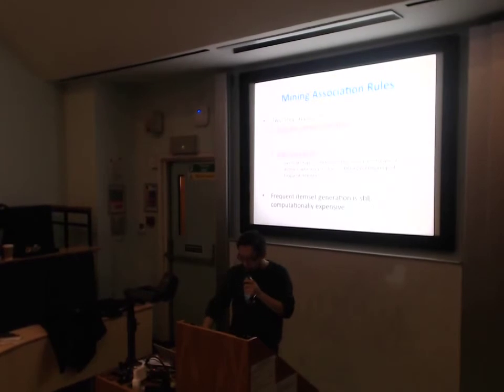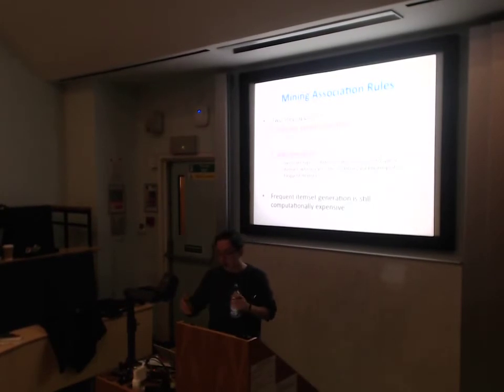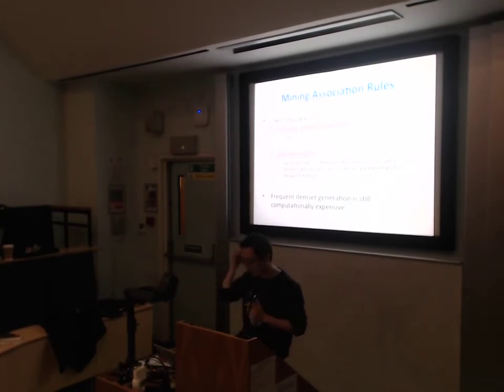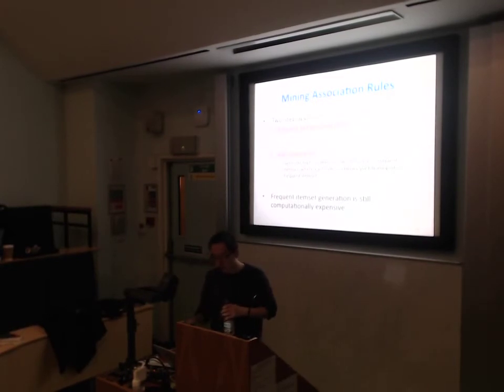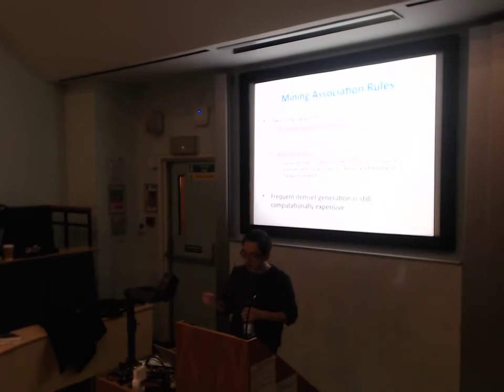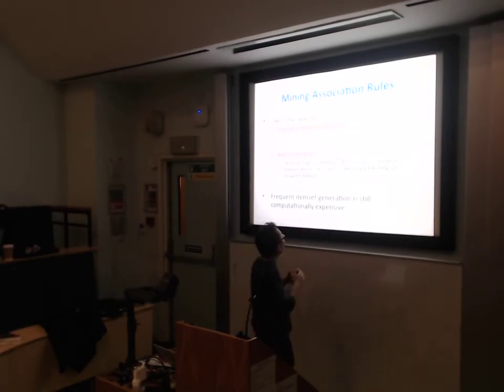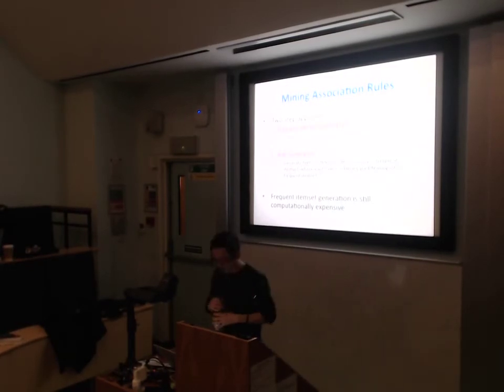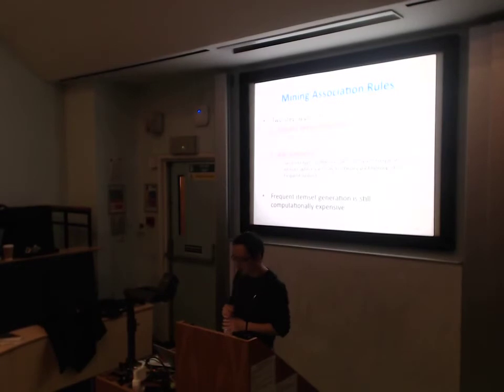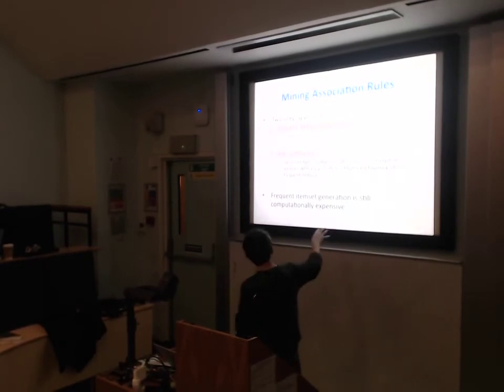And so the steps are: first we're going to generate frequent item sets. And then once we have those, among those frequent item sets we're going to generate high confidence rules. And those rules are in fact binary partitions of the frequent item sets we get. So then let's look at the first part.